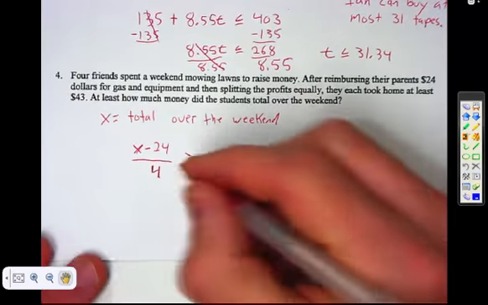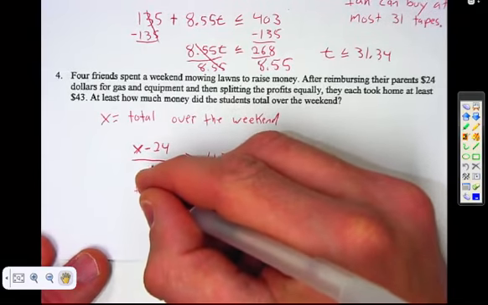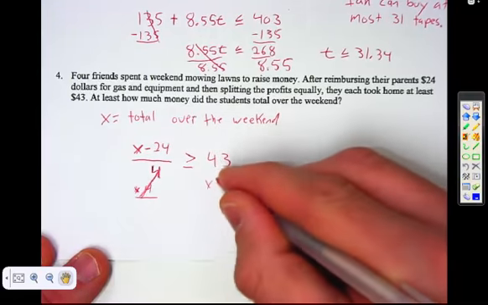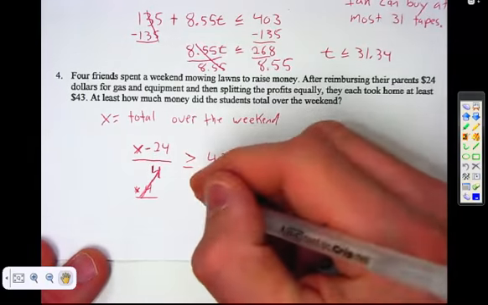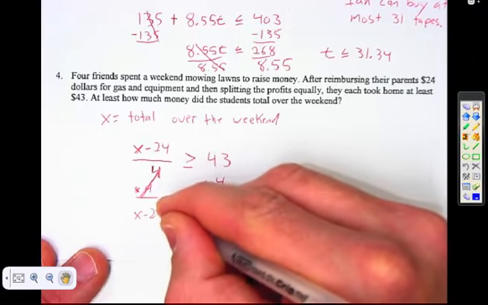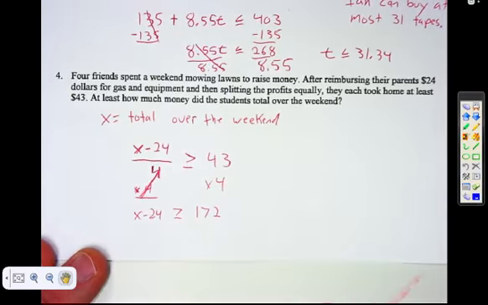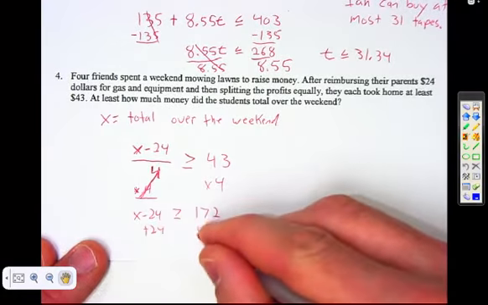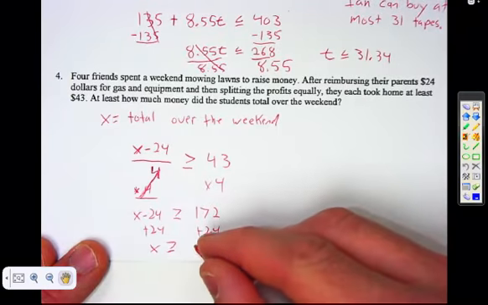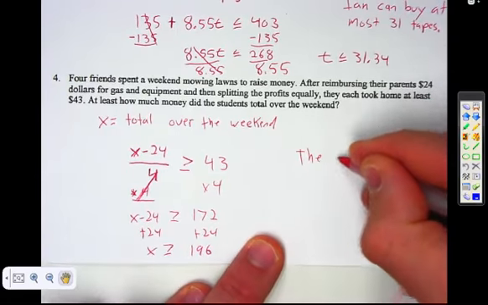Then the first step would be to times by 4. So we're going to times that side by 4 to make that go away underneath. Times that by 4 and end up with 172. So x, bring that down, minus 24 is greater than or equal to 172. And then we have to take the 24, add it to both sides. So x is 196.